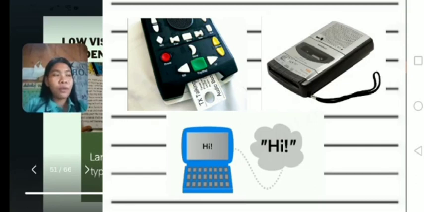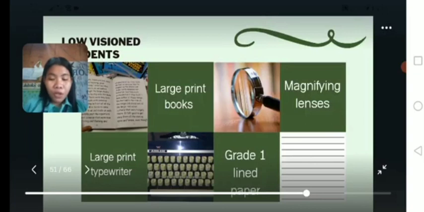It is a computer that, whatever you write, it also speaks. So for example, if you type hello, the computer says hello. So those are the different tools and equipment, or assistive devices, used in teaching students with visual impairment. So that's all for me, and thank you so much for listening.